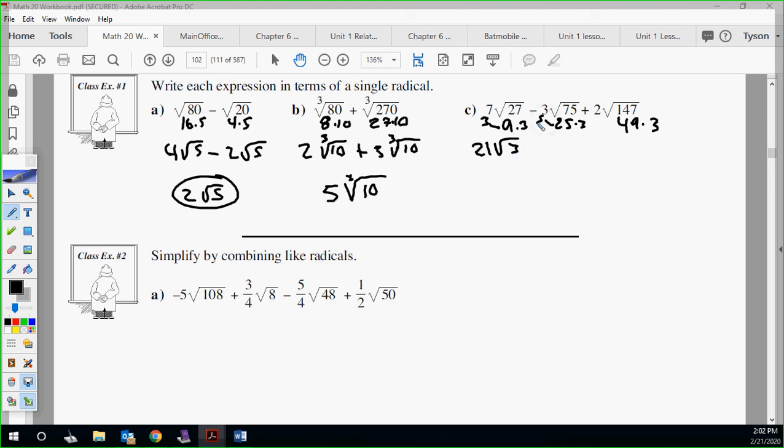Comes out as a 5. Minus 15 root 3 here. Comes out as a 7. 14 root 3 here. So I got 21 minus 15 for 6, plus 14 for 20.